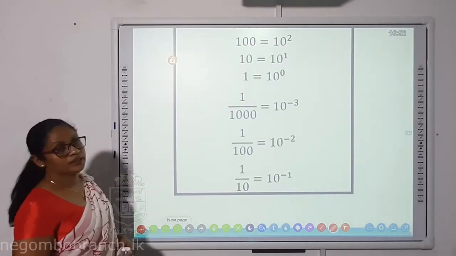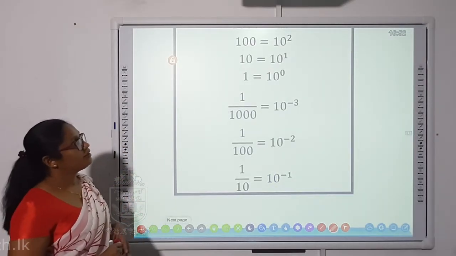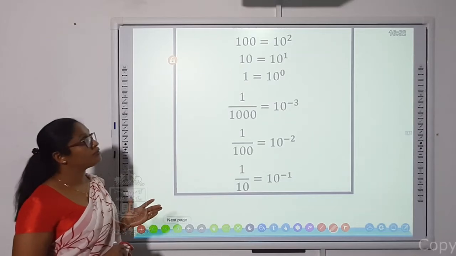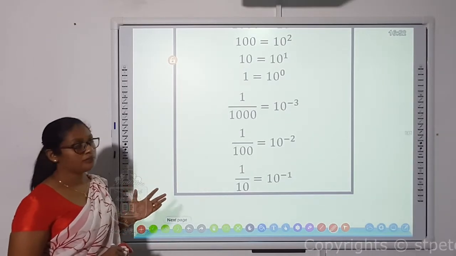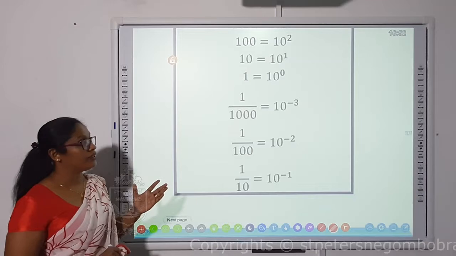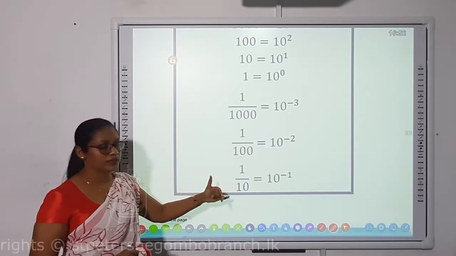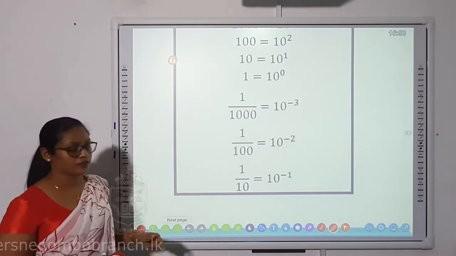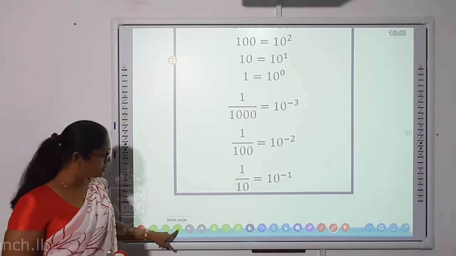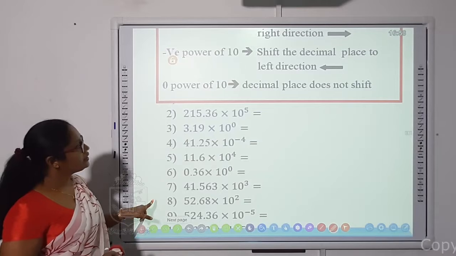Just to remind, I wrote this. 100 can be written as 10 to the power 2, 10 to the power 1 means 10, and 10 to the power 0 is 1. Then 10 to the power minus 3, 10 to the power minus 2 and minus 1. Keep these things in your mind. We will move to the lesson on scientific notation.